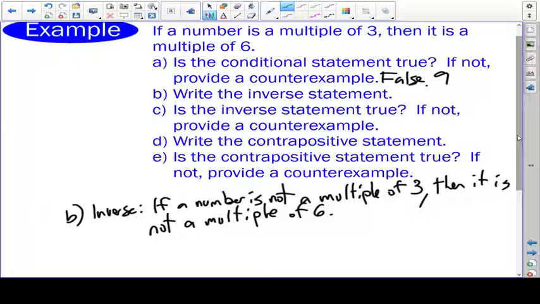Is that true? What's your counterexample? What's that? 9? Well, the thing is we need a number. Here, I'll tell you this. For this counterexample to work out, and bear with me because it is the end of the day, we have to pick a number that's not a multiple of 3, and for the statement to be false, it would have to be a multiple of 6. Can you think of a number that's not a multiple of 3, but is a multiple of 6?